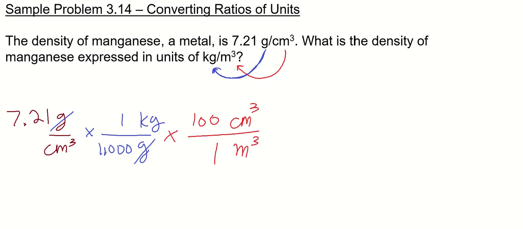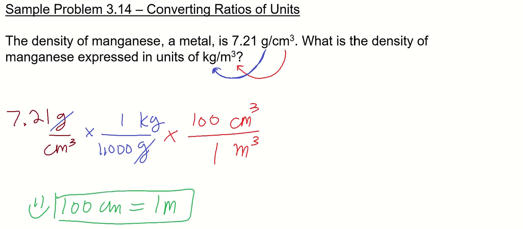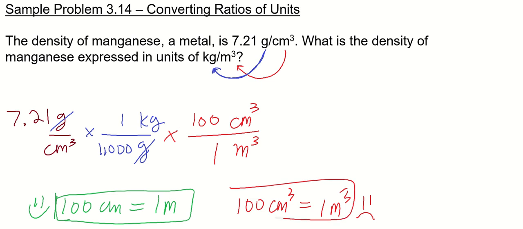So 100 centimeters does equal 1 meter. That's true. Now, this is not true: 100 cubic centimeters equaling 1 cubic meter. This one is false. The reason is you can't just cube the units and not do the same to the numerical portion. That's a big problem. Let's just solve this problem correctly.